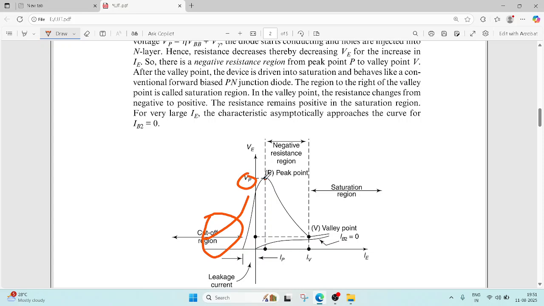Once the input voltage reaches the peak point, after that the current will increase automatically. See here, the x-axis is current. Here the voltage Vp is very high, and here the voltage is very low. That is, the voltage decreases and the current increases.